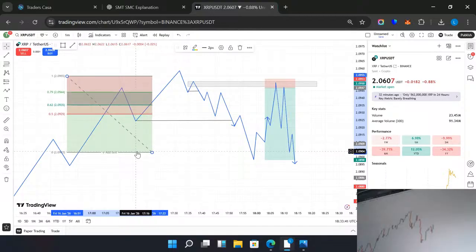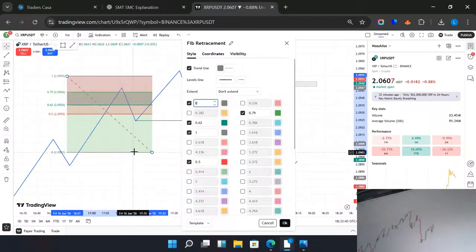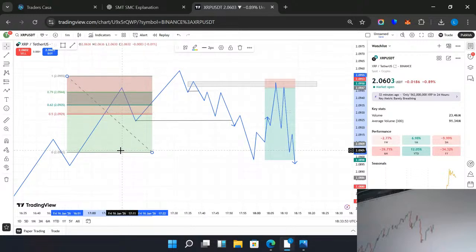This is the modified fib. Look at the settings of this. Look at the settings. Take a screenshot. Done, guys. Okay. Now we're gonna take this out.